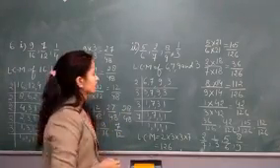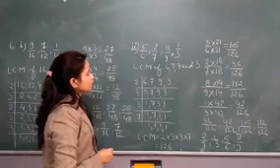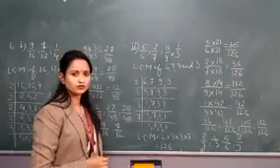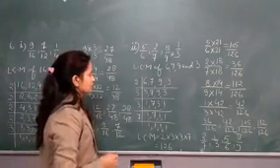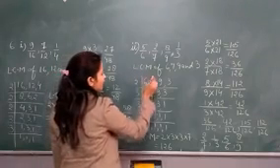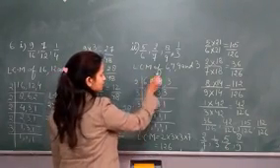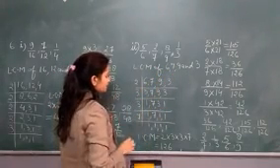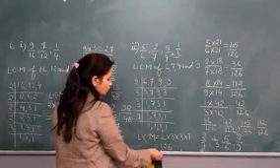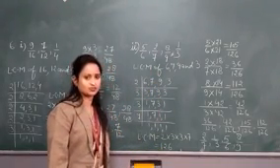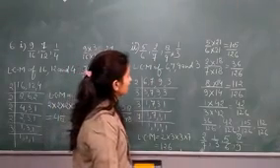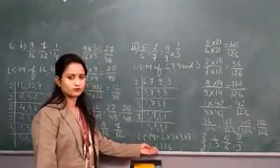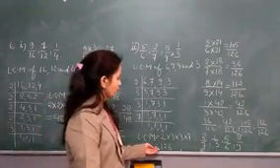Now second: 5 upon 6, 2 upon 7, 8 upon 9 and 1 upon 3. First of all we will find out the LCM of the denominators, that is 6, 7, 9 and 3. LCM of the denominators is equal to 126. Now we will make the denominator of each fraction equal to the LCM, that is 126.